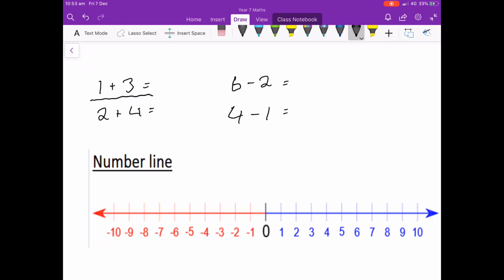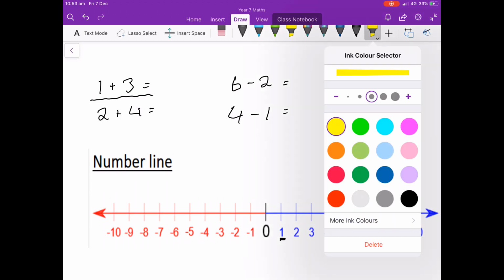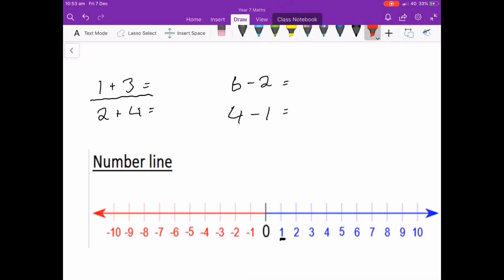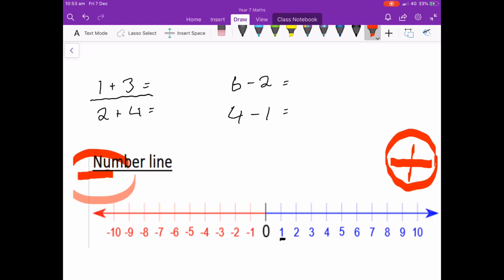Add these integers here, 1 plus 3. Simply, when we look at the number line, here's 1. We're adding, so we're going to be going to the right. I'm just going to point out one thing when we use a number line. Adding, we go this way. When we're subtracting, we go this way. This will come in handy when we start working with negative numbers.